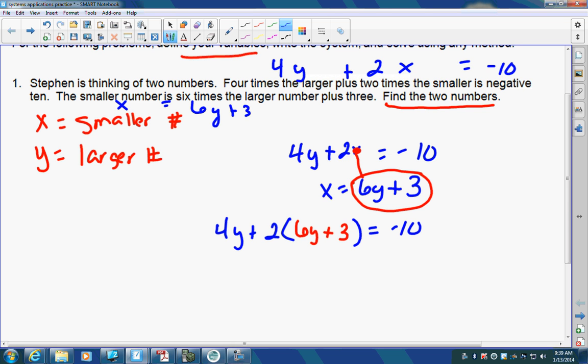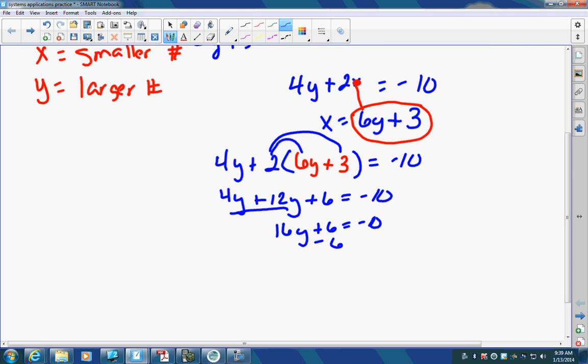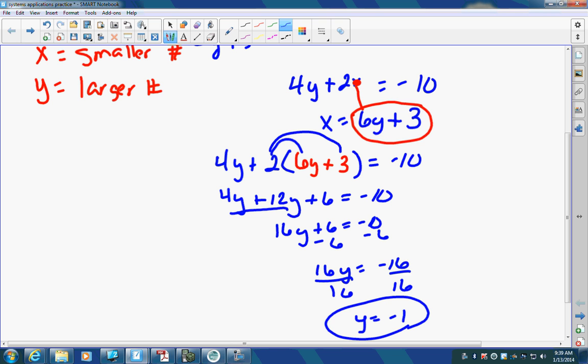Okay, so we've substituted it in. Now we just have to solve our equation. The 4y comes down. 2 times 6, 12y. 2 times 3 is 6, equals negative 10. Put your y's together. 16y plus 6 equals negative 10. I'm going to move my board down a little bit. Subtract 6. 16y equals negative 16. Divide by 16. Y equals negative 1. Okay, so I know my larger number is negative 1.